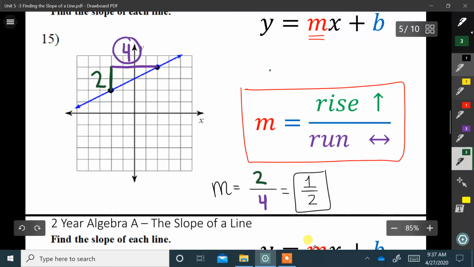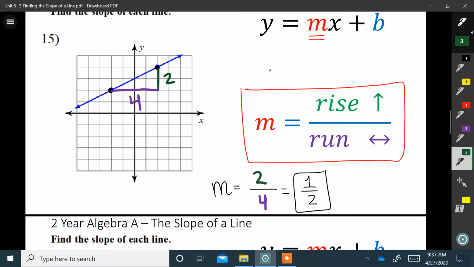Now we could have picked another one. Let's just say I didn't go that way. What if I go the other way around? What if I do run like this? Let me do the other color. I run that way, and then I go up that way. Well, it's the same thing, guys. Because this is still 4, and this is still 2. So the rise is still 2 and the run is still going to be 4.